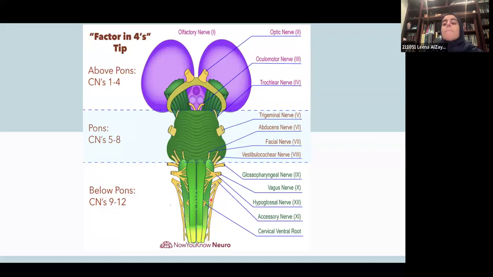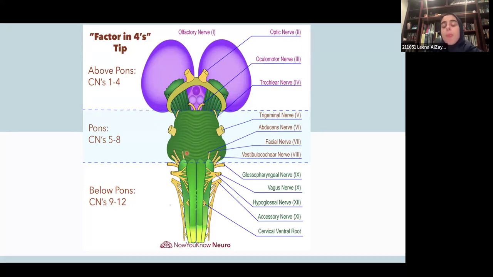Then we have the anterior lateral sulcus, which is over here, and we have three nerves coming out of it. We have the accessory nerve, the vagus nerve, and the glossopharyngeal nerve, okay? So we have 9, 10, and 11.